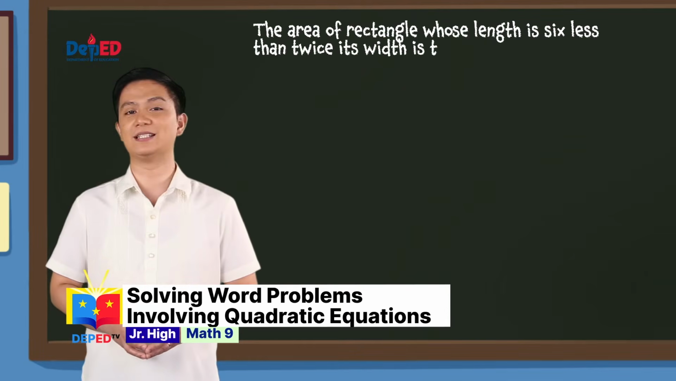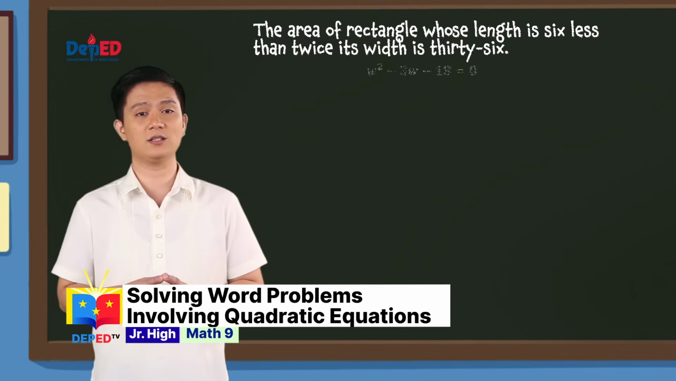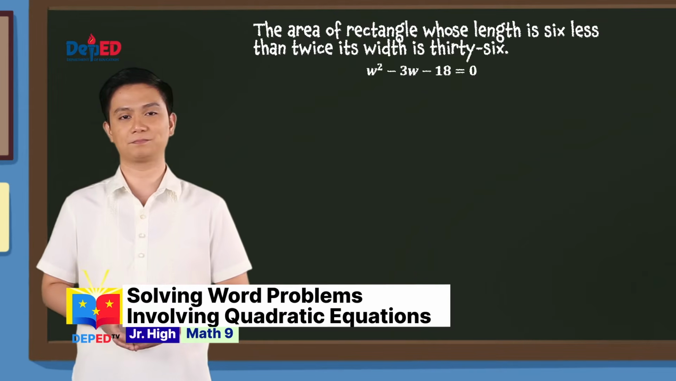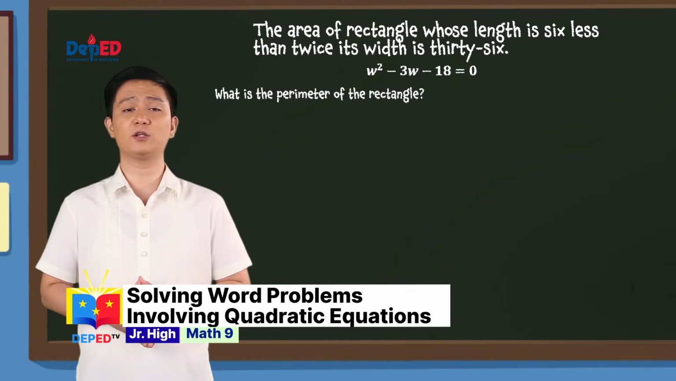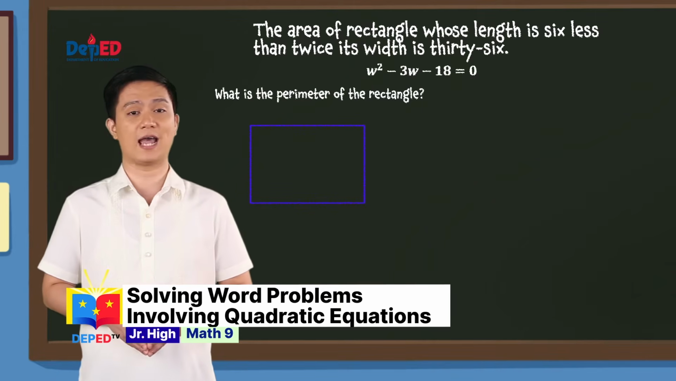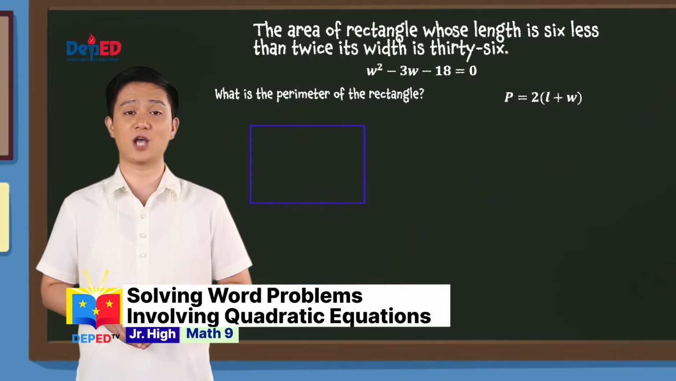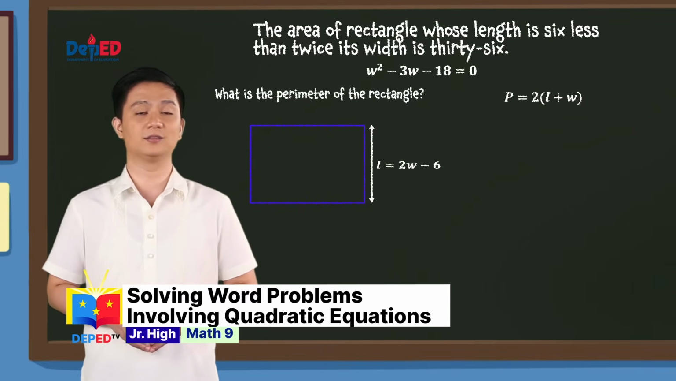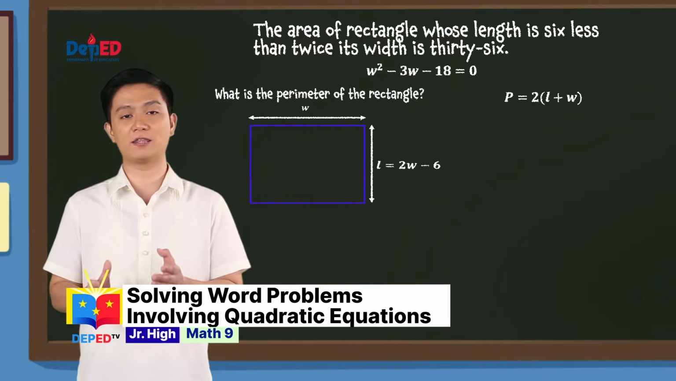Verbal sentence number 3. Just like verbal sentence number 1, it also involves area of a rectangle. It has been translated into the equation w squared minus 3w minus 18 equals 0. Now, what if the question we have to answer is this? What is the perimeter of the rectangle? The perimeter of a rectangle is computed using this formula. P is equal to twice the sum of the length and the width, where P is the perimeter of the rectangle, L is its length, W is its width. So this implies we have to determine the length and the width of the rectangle.